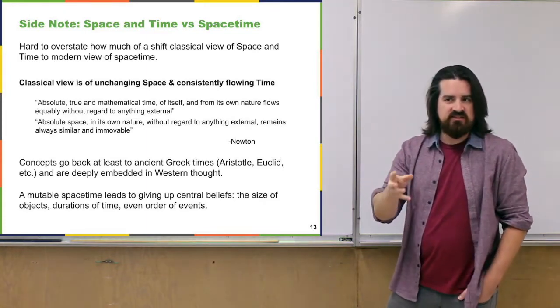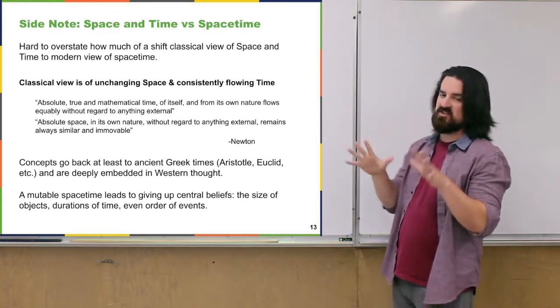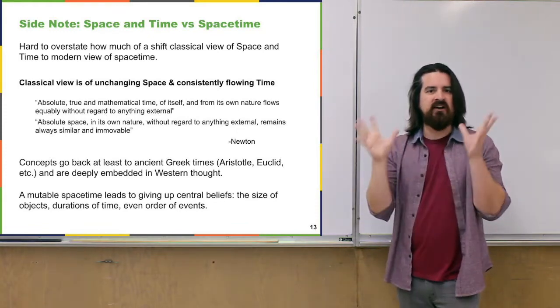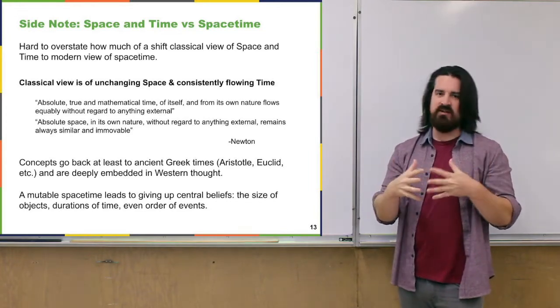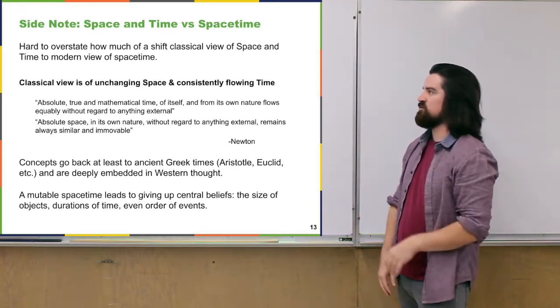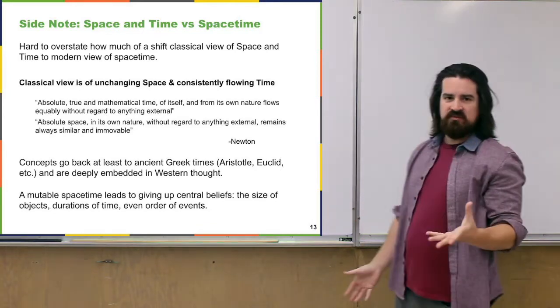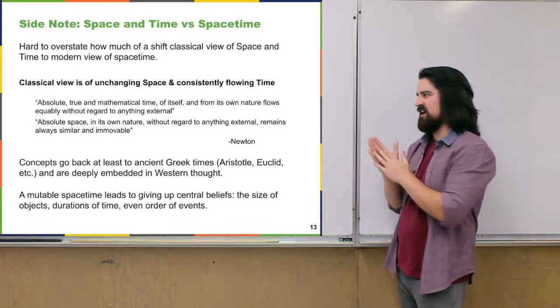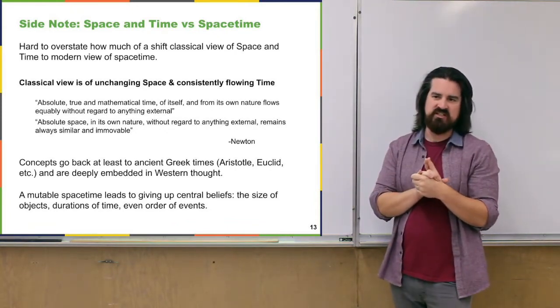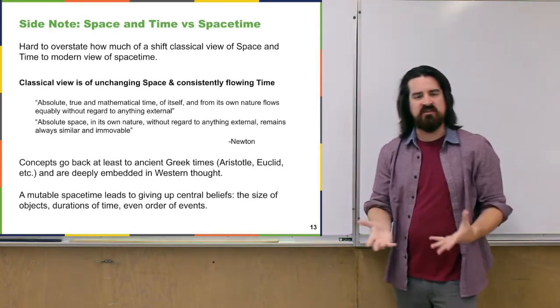As I said, space is not absolute. Space stretches. And space and time are part of the same fabric of the universe. And so if space stretches, time also stretches too. So when we go to this modern view of space-time, we end up having to give up some central beliefs that we had in our old view of space and time. And some of those things are like the size of objects being the same.